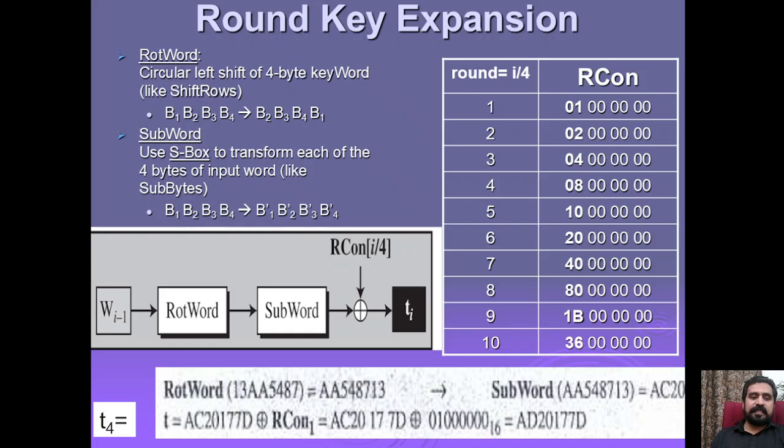The third one we use here is RCon. RCon is the round constant, where the round constant is a 4-byte value in which the rightmost 3 bytes are always 0. Here you can see that in the example.